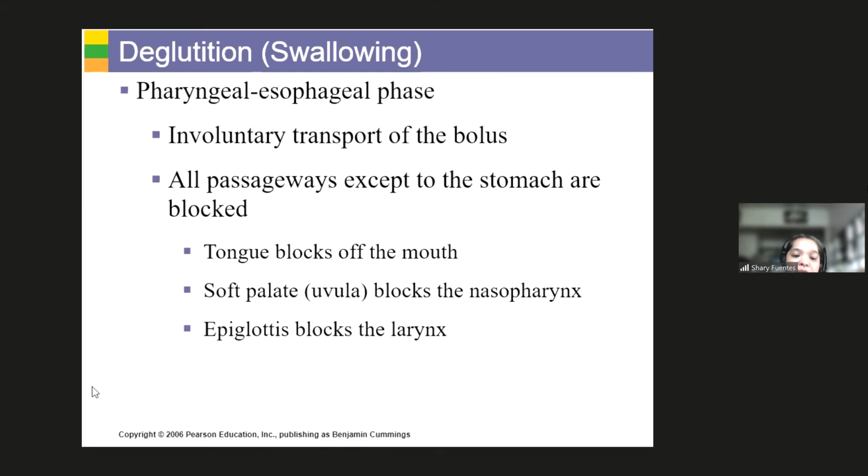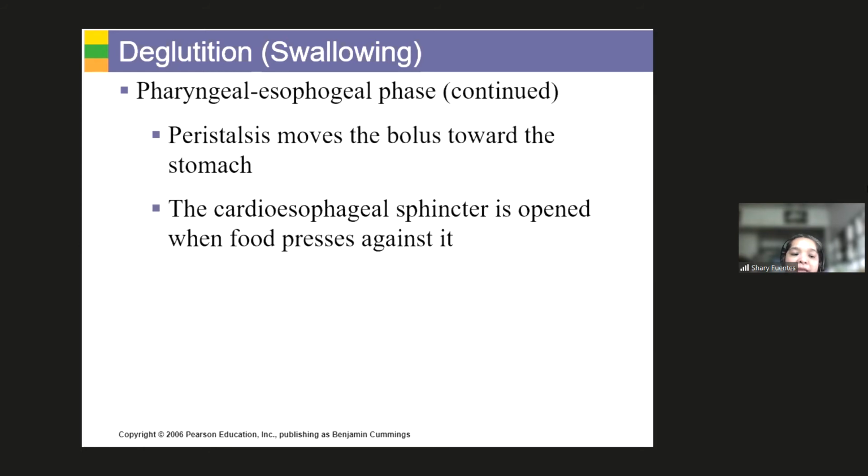Okay, so the bolus comes in contact with the sensory receptors around the pharynx. It is propelled slowly. Then, how about the esophageal phase? Peristalsis moves the bolus towards the stomach when your bolus has already reached the esophagus. So peristaltic contractions of the muscles of the esophagus will just propel the food going towards the stomach.